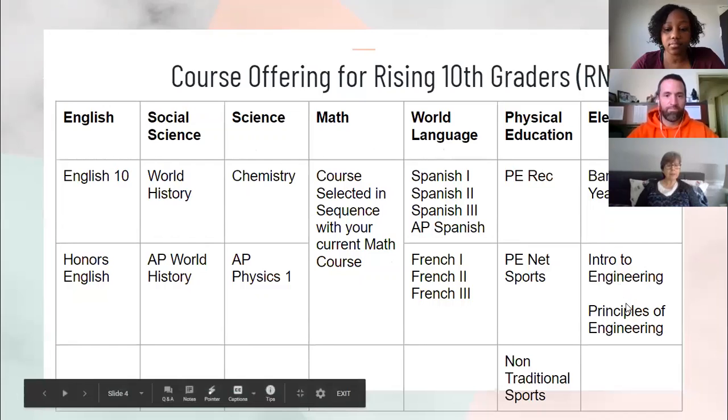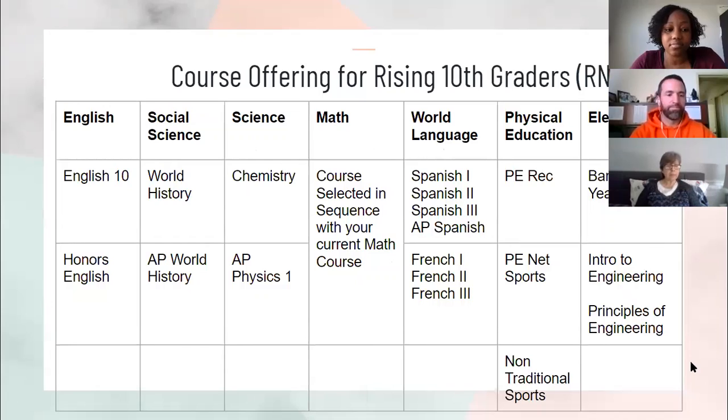Hello, rising 10th graders. The course selections that you kids will have to pick from basically is going to be your English. You can either, as you can see on the chart, you can either take English or honors English. Social sciences, your selections will be there. The only one that you can choose from there is your AP World. You have a choice of science classes. The math will be based on how you're doing in your current course.